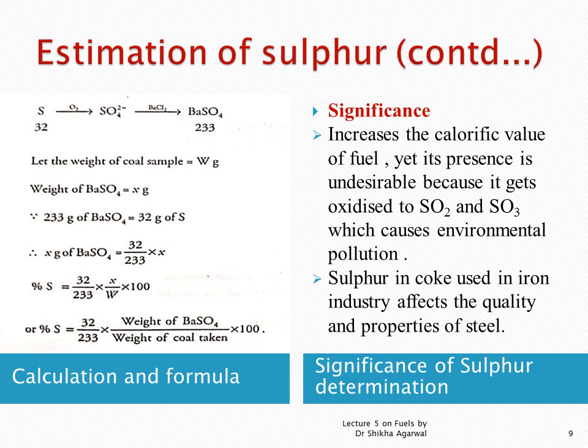The second reason is, if sulfur-containing coal is used in the iron industry, then it affects the quality and properties of steel. So in the case of the steel industry, the coal that is used should be free of sulfur; it should not contain sulfur. So this is the significance of the estimation of sulfur in the coal sample.